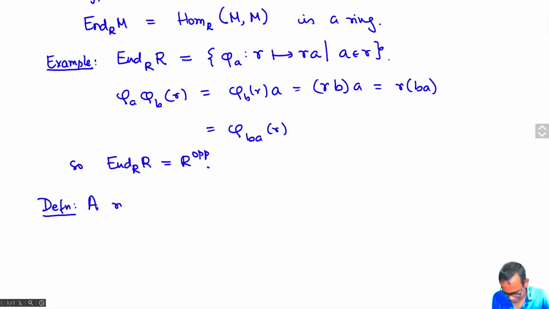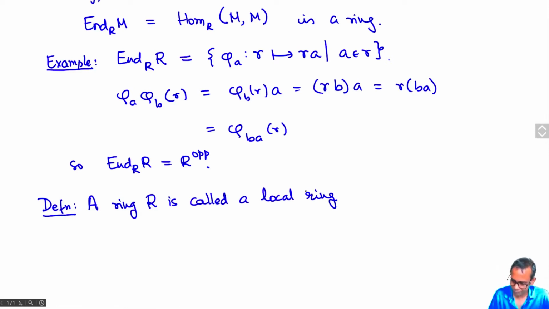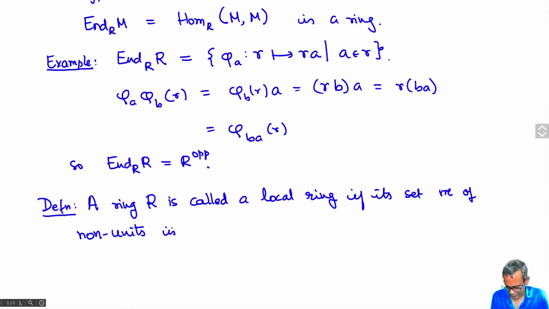A ring R is called a local ring if its set M of non-units, that means elements which don't have an inverse, is a two-sided ideal.